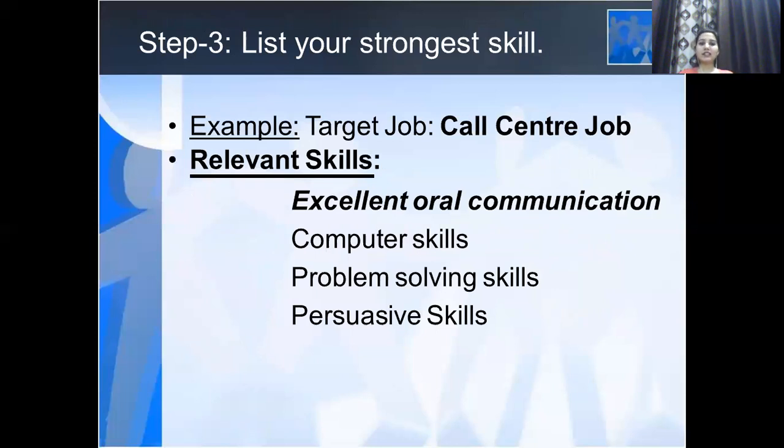So step 3 is list your strongest skill, and your strongest skill should match the requirement they're having. Here's one example. The target job is a call center job, right? So what kind of relevant skills would they be looking for? Excellent oral communication, computer skills, problem solving skills, and persuasive skills. So these are the skills that a candidate has, but he has highlighted excellent oral communication, right? So this is the strongest skill, and it again matches the job profile.